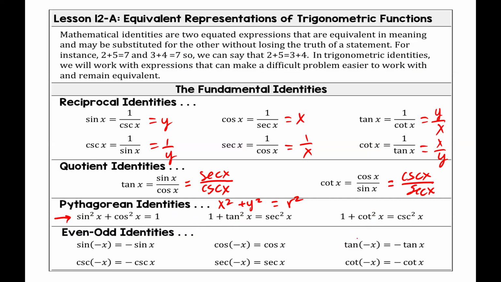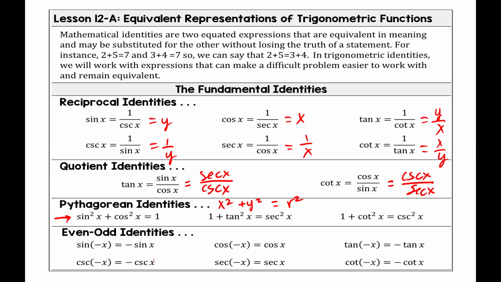All three of these identities can be manipulated to give you additional identities. I can isolate sine squared x by subtracting cosine squared. So now I know sine squared equals 1 minus cosine squared. That's what it means to be manipulated.